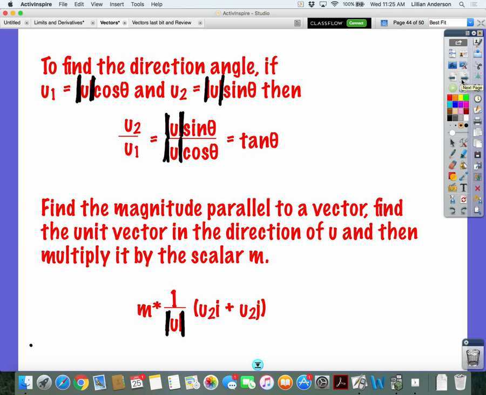So to find the direction angle, if u1 is equal to the magnitude of u cosine theta and u2 is equal to the magnitude of u sine theta, then of course, you are going to divide the two. So u2 divided by u1, which basically simplifies down to tangent theta. So if it asks you to find the direction of a particular vector, then you just do the tangent.